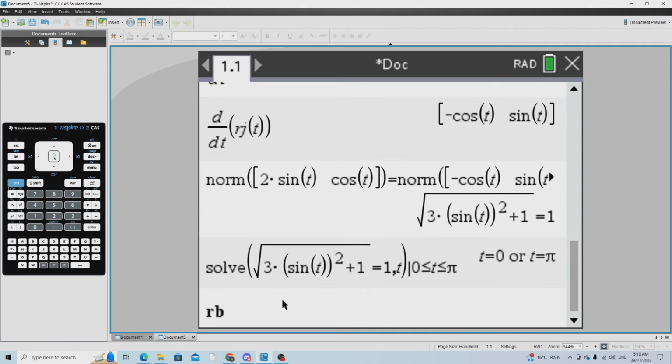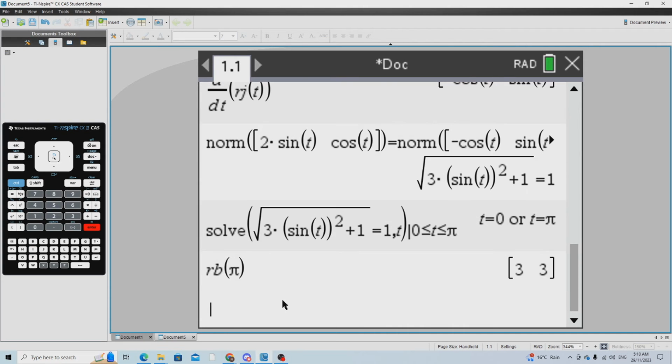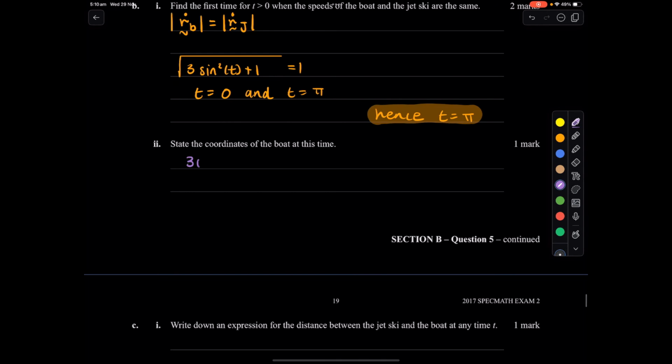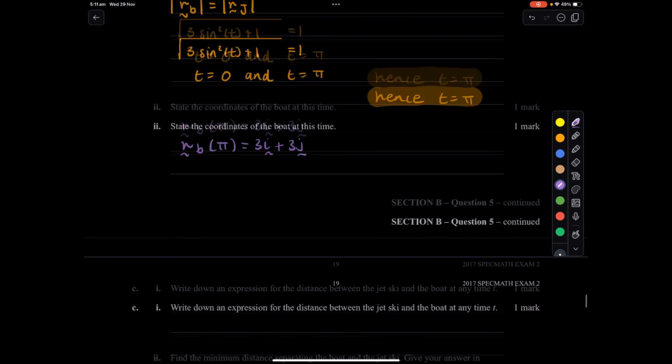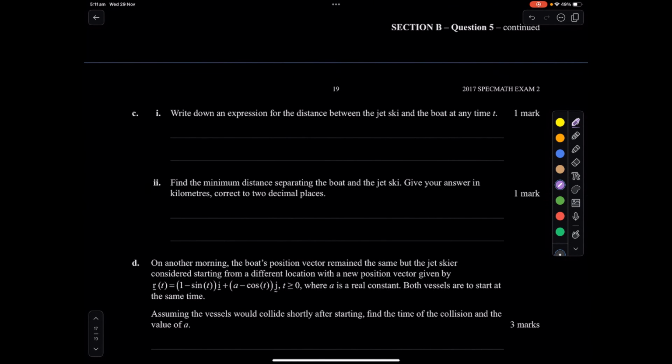What's r of b of this time, which is just pi? It's just 3, 3. So 3i. Let me write it nicely. So r of boat at pi is 3i plus 3j. That's it. Write down an expression for the distance between the jet ski and the boat.